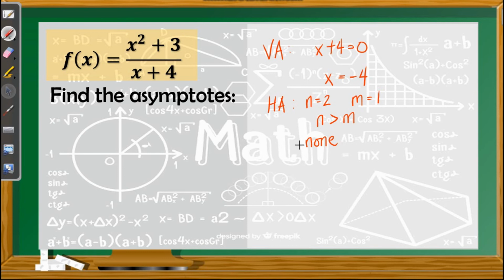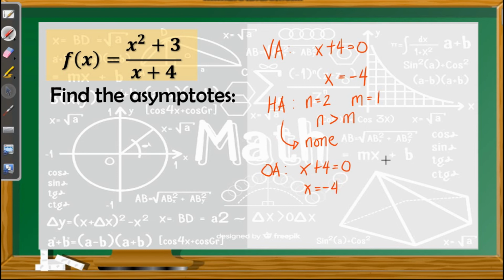Since HA is none, it follows that the OA exists. So the question now is how to find the OA. To find the OA, we have to divide the numerator by the denominator. So here, let us do synthetic division, the lesson you learned when you were in grade 10. So our divisor, x plus 4, equate it to 0. So we will have x equals negative 4.